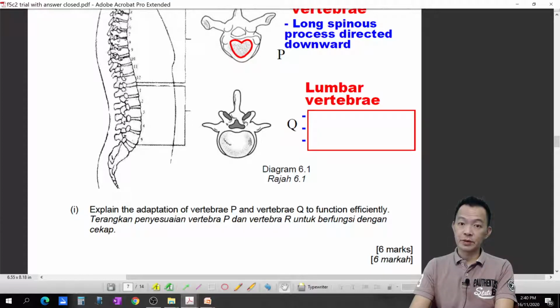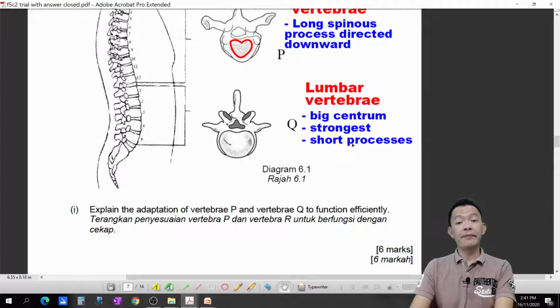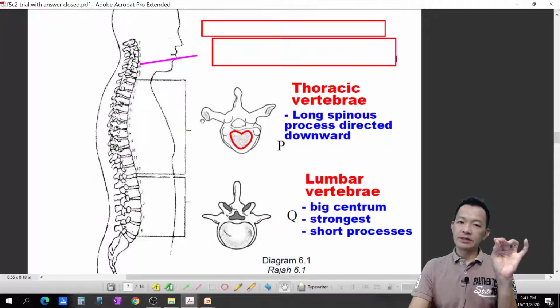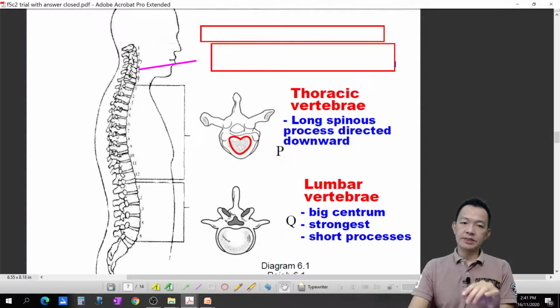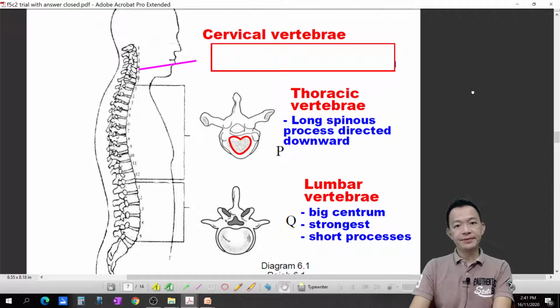Is there anything special? The spinous process and transverse process are actually short, with a very big centrum. Why? To bear the weight of the whole body. That's why the centrum is big, and this is also the biggest and strongest vertebra in our body, the lumbar vertebra. Big centrum, strongest, short processes.